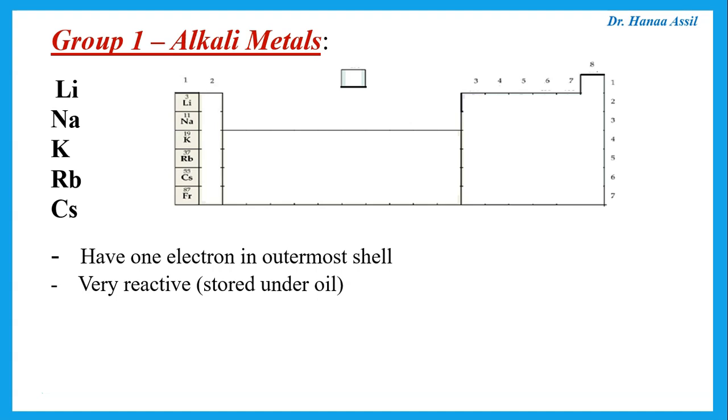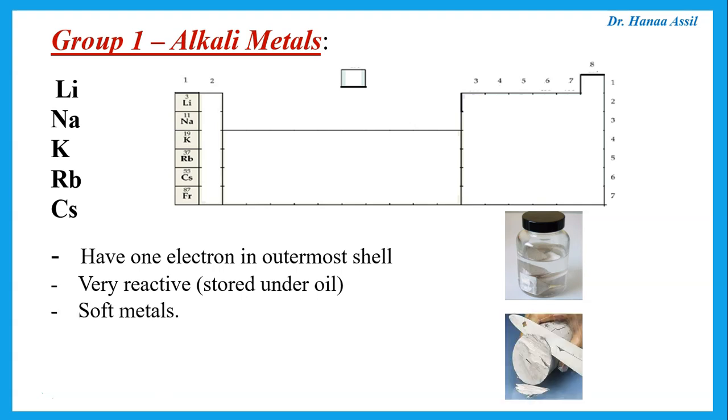They are also very reactive metals. They are the most reactive metals in the periodic table. So anything in group 1 is much more reactive than group 2 or group 3, and that is why they have to be stored under oil. So if we're asked why are they stored under oil, because they're very reactive, so this prevents any reaction with oxygen or water vapor in the air. They are also soft metals so that they can even be cut with a knife. So remember that these are soft metals.